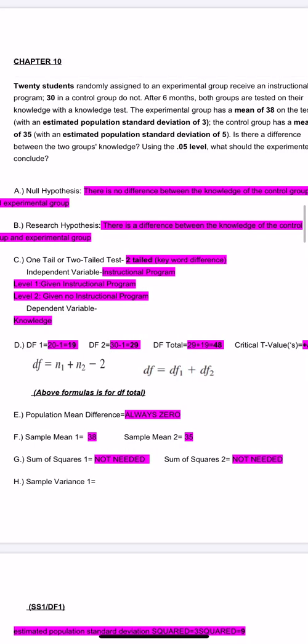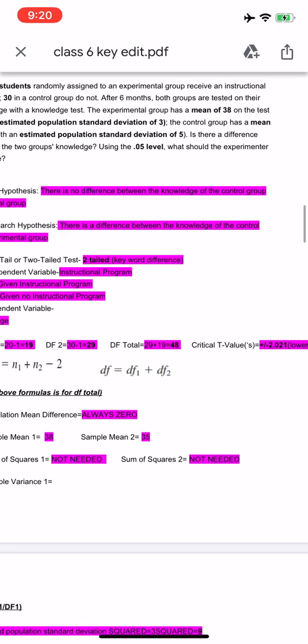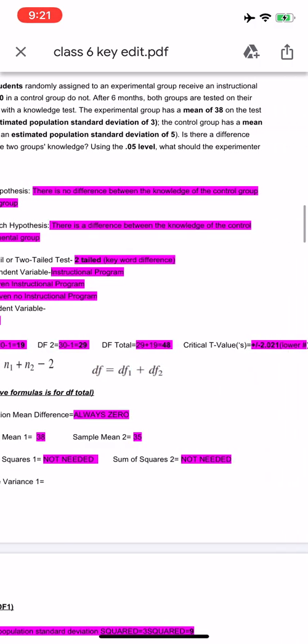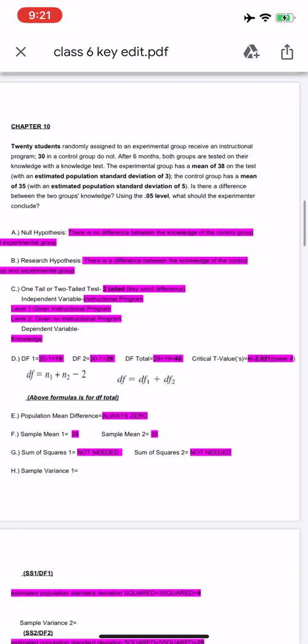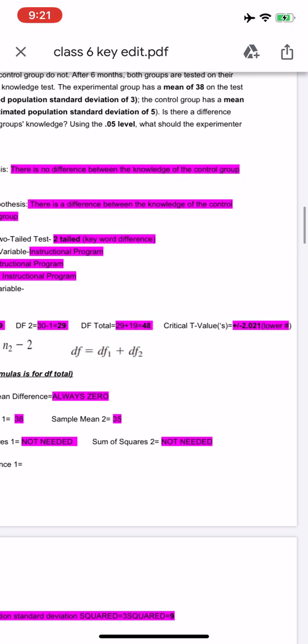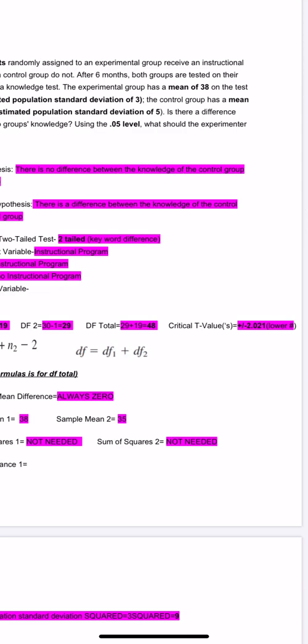All right, DF1, well, there was 20 in group 1, so 20 minus 1 is 19. There's 30 in group 2, 30 minus 1 is 29. Add those up, 29 plus 19 equals 48. So we use degrees of freedom total, and we know that it's a two-tailed test at 0.05. So what you do here is you go down, and you will see that there is no 48 on the table. So you have to use the number that is above, what's in between. So you'll see there's a 40 and a 60. So you must always use the number 40.